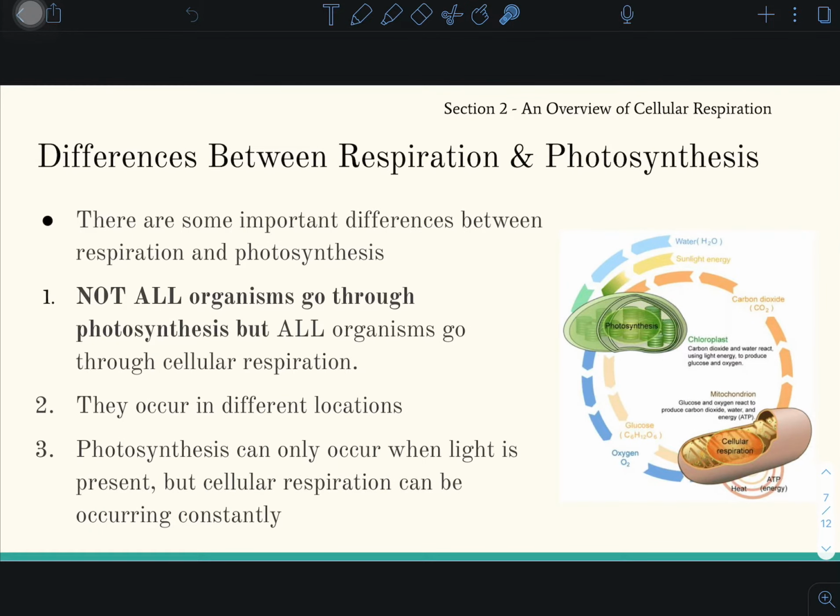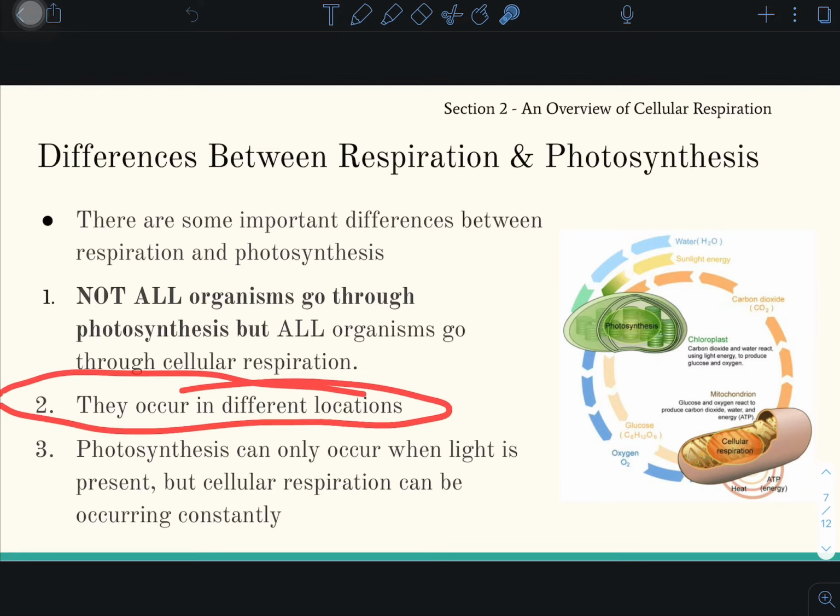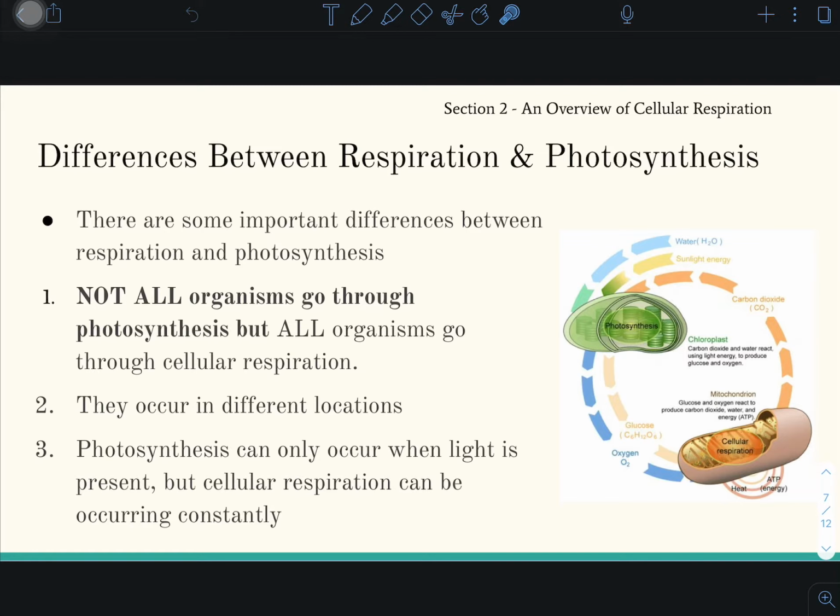Some of the big differences between cellular respiration and photosynthesis: plants, algae, and some bacteria go through photosynthesis. However, all organisms go through cellular respiration. That means all organisms, including plants, need oxygen. They need glucose in order to live. The thing is, plants make their own glucose and oxygen. Cellular respiration and photosynthesis occur in different organelles or different locations. Photosynthesis occurs in chloroplasts in plants, whereas most of cellular respiration, we generically say, occurs in the mitochondria.